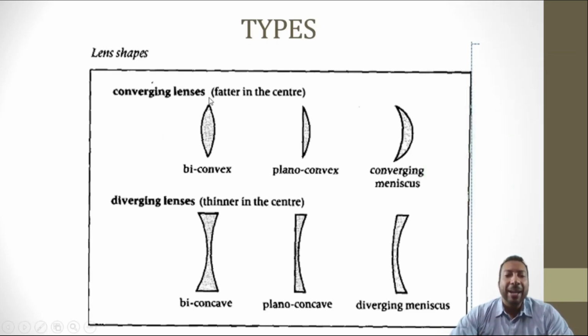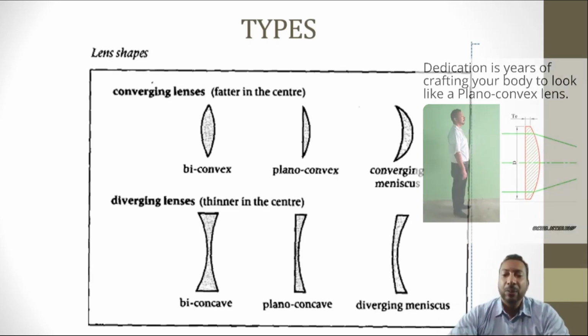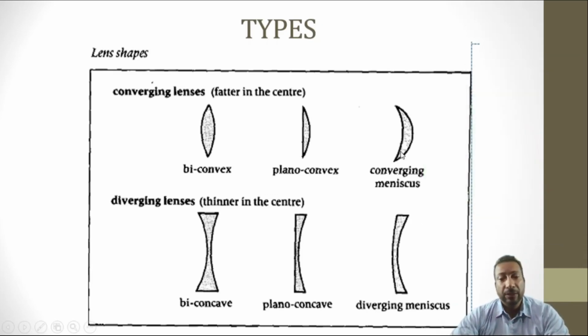Right? So biconvex lens, they are shaped outwards on both sides. A planar convex lens, which is like me, has one straight side and the other side outwards. And then we have the converging meniscus.